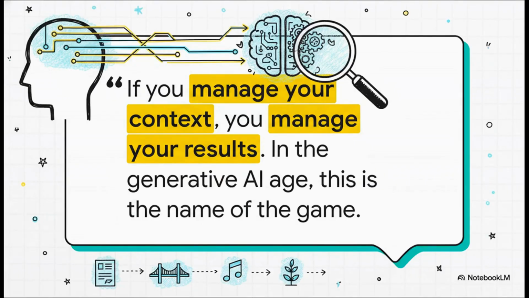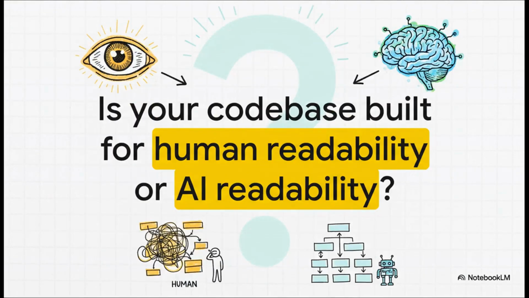Because at the end of the day, in this new world of generative AI, this is the entire game. If you can manage your context well, you will get great results. It's that simple. And that leaves us with one final, kind of provocative question to think about. As AI starts writing more and more of our code, we have to shift our mindset. Are we building our code base for human readability or for AI readability? Maybe it's time we start optimizing for the AI.